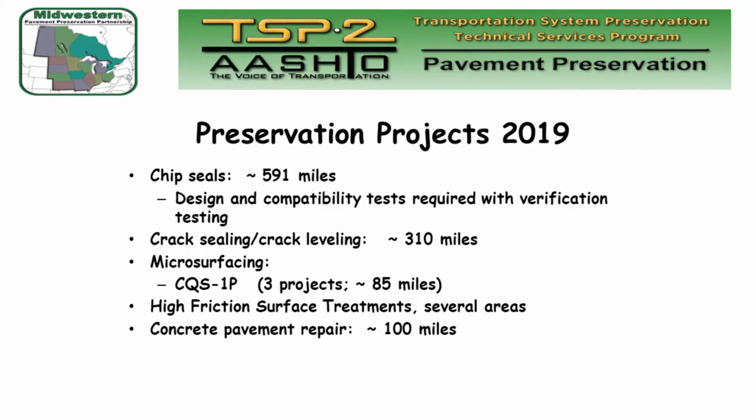Here's the amount of mileage that we have: 591 miles of chip seals, crack sealing, crack leveling, 310 miles. We do crack leveling when you have a depressed crack. If we don't want to do a mill and overlay and we still have that depressed crack, if the pavement's fairly new, we can crack level that, and then we'll do that before our second chip seal.